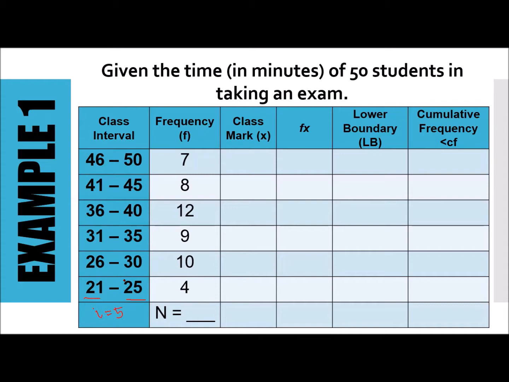Okay? Now, the frequency, sometimes it is already given. Pero kung susundan natin yung buong proseso niyan, ibig sabihin nito, mula 46 to 50, may nakapaloob na 7. Either maraming 46, maraming 50, 47, 48, 49, basta may 7 diyan. Kaya nga frequency. At sumunod, 8, 12, 9, 10, and 4. So that is frequency. Now, ang susunod nating gagawin ay i-add lang natin siya. So 7 plus 8 plus 12 plus 9 plus 10 plus 4, we will have 50.